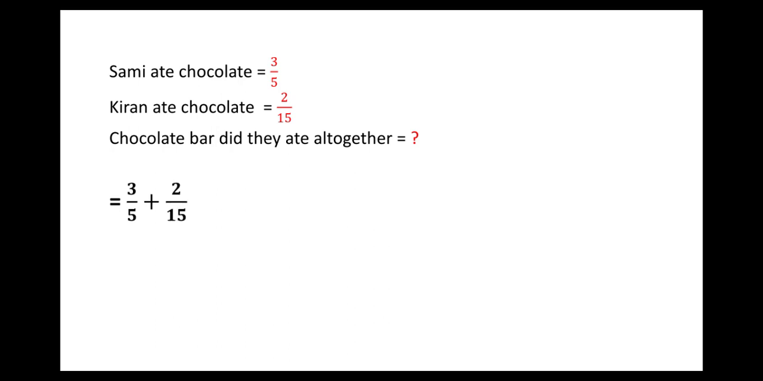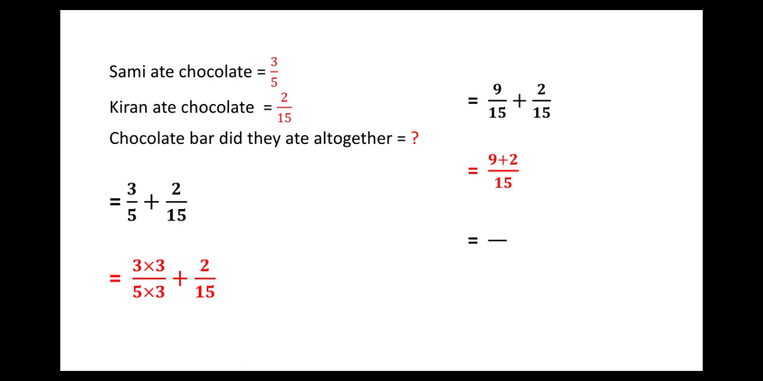This is an unlike fraction, so it needs to be changed into a like fraction. You don't need to take an LCM because 15 is a multiple of 5. So we directly multiply it with the number 3 because 5 times 3 gives us 15. After the multiplication we get 9 upon 15 plus 2 upon 15. So we add the numerators only. 9 plus 2 we get 11. 11 upon 15 is the answer.